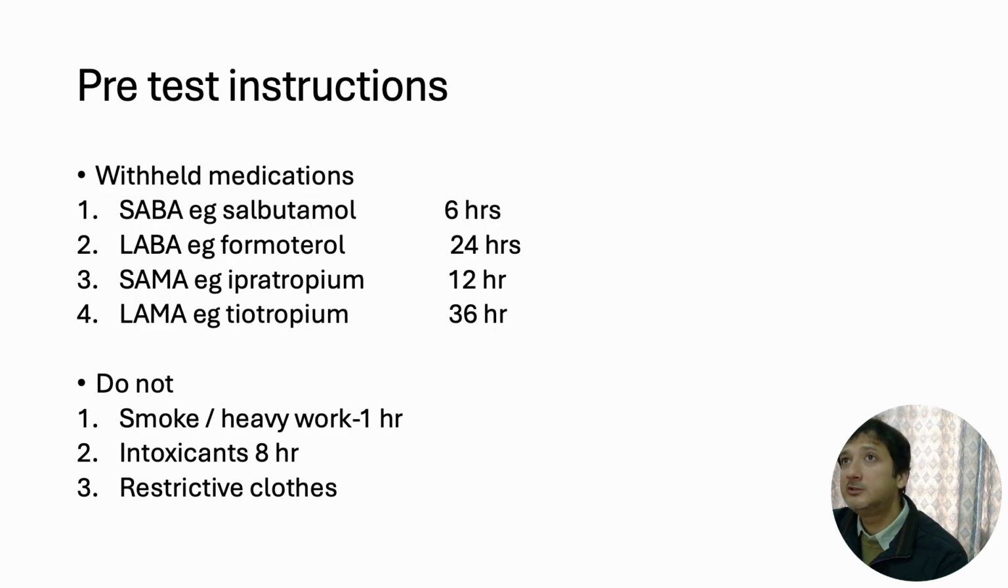So pre-test instruction. What should you instruct a patient before asking them to come for the spirometry? We should tell them about the regular medications used by the patients, like short-acting beta agonist, salbutamol. It has to be withheld for 6 hours. Long-acting beta agonists, like formoterol, should be stopped for 24 hours. Short-acting muscarinic antagonists, like ipratropium, should be withheld for 12 hours, and tiotropium should be withheld for 36 hours.